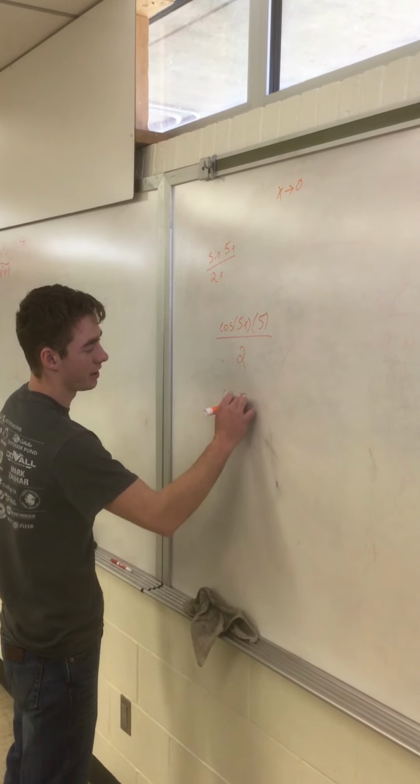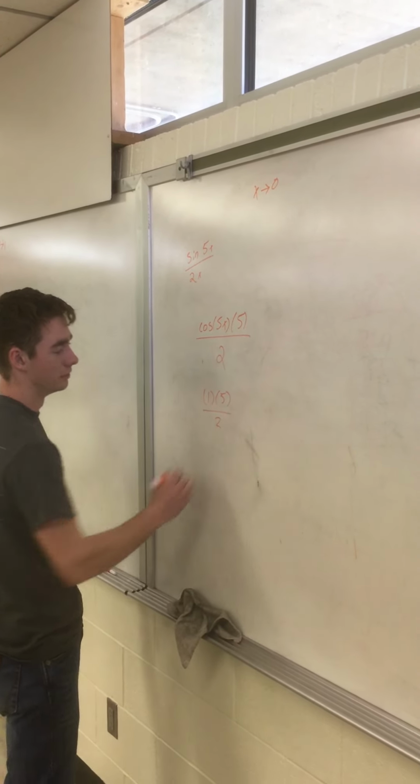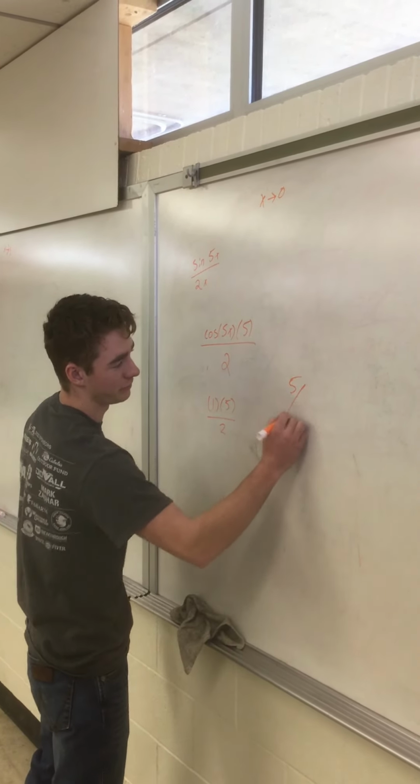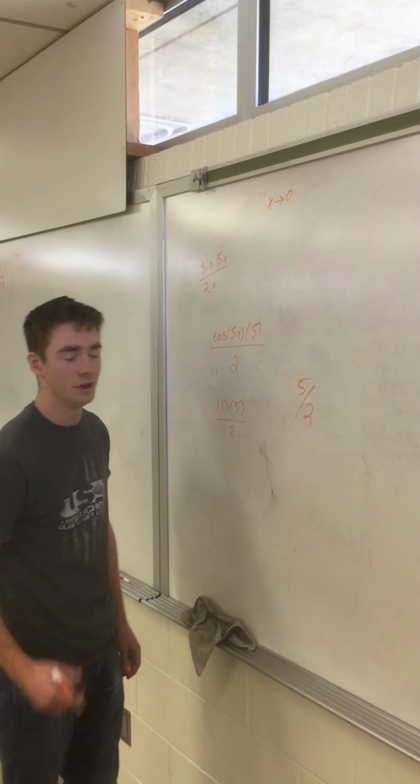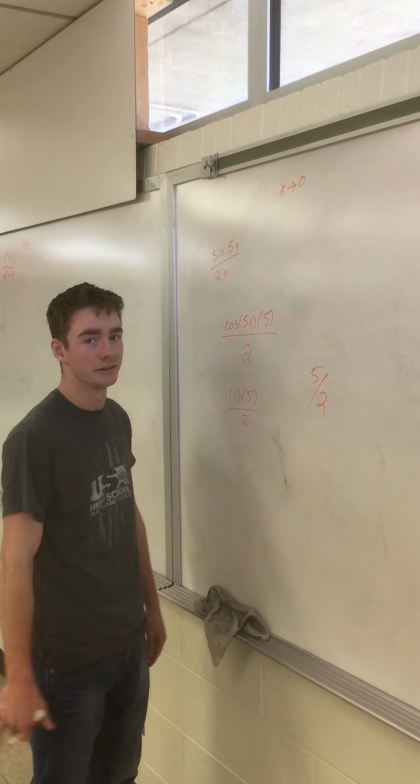And then times 5 all over 2, and so that just brings you out to 5 over 2. Repeat. If you didn't understand it, just rewind.